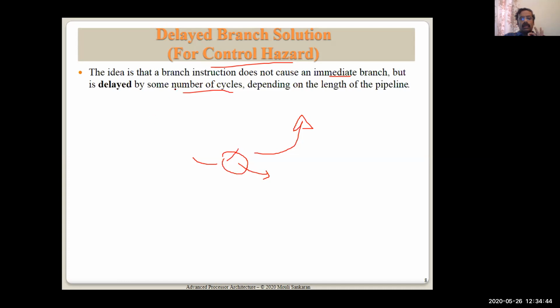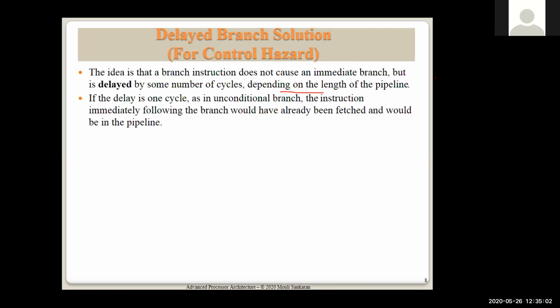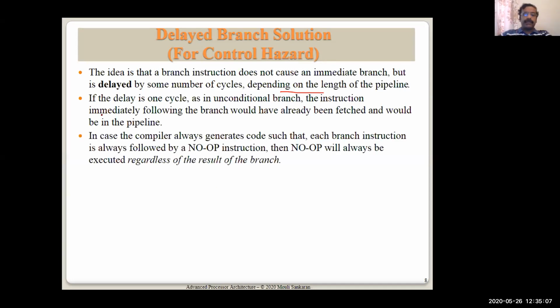Now, we are actually wasting the cycles because of the delay, because the decision is taken after some cycles, after a few instructions have been fetched. So it depends on the length of the pipeline, as well as whether we have an adder and a flag checker and all that in the ID stage or later stages. It depends on that. Now, let me explain. If the delay is one cycle, as in an unconditional branch, the instruction immediately following the branch would have already been fetched and would be in the pipeline.